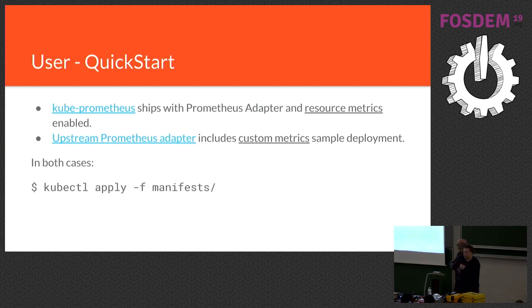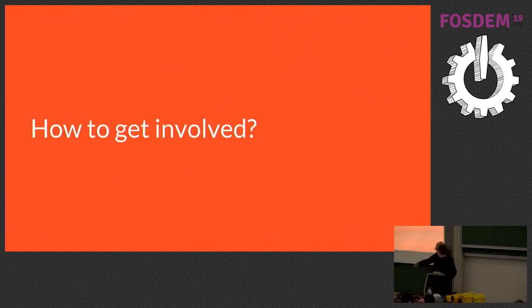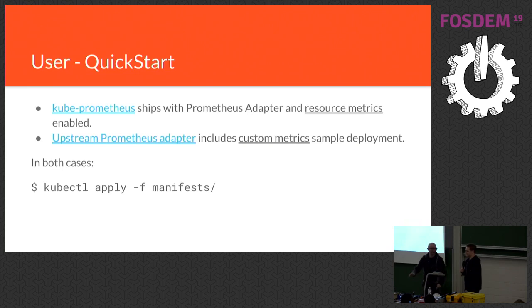So for getting started, just go and kubectl apply the manifests in kube-prometheus. Oh, and for the custom metrics, there is a deploy subdirectory inside the Kubernetes Prometheus adapter upstream repository itself, if you want to play around with that. But again, your mileage may vary. You may also want to mix and match different adapter implementations depending on your environment.